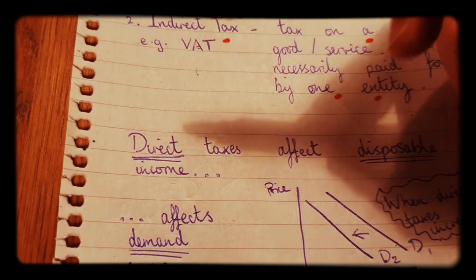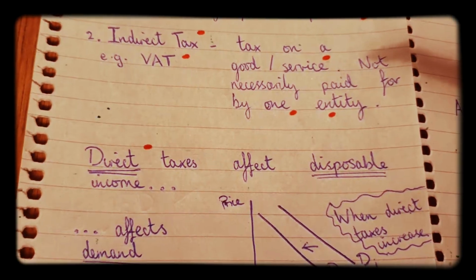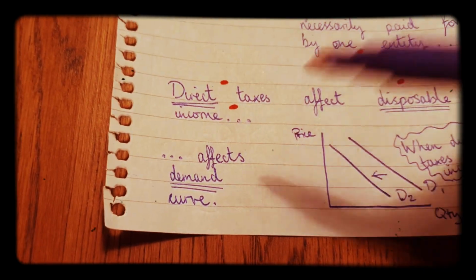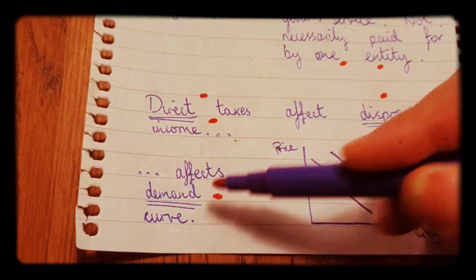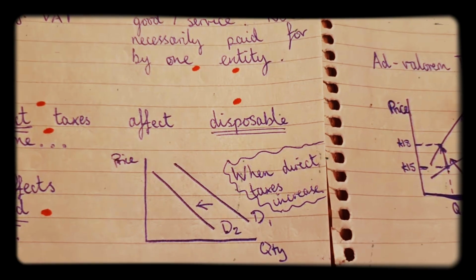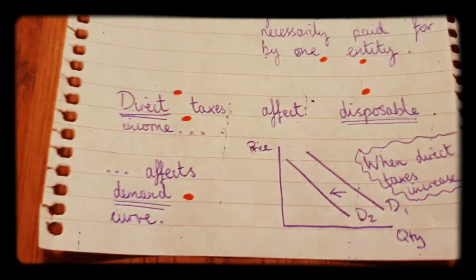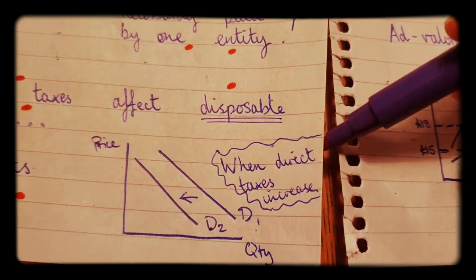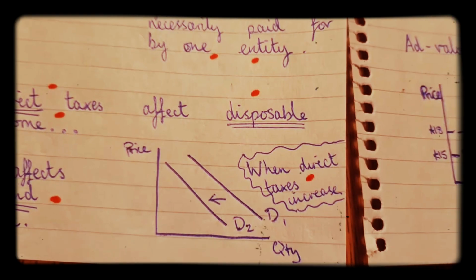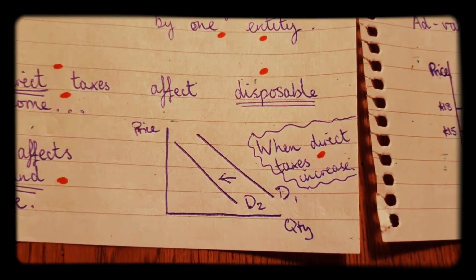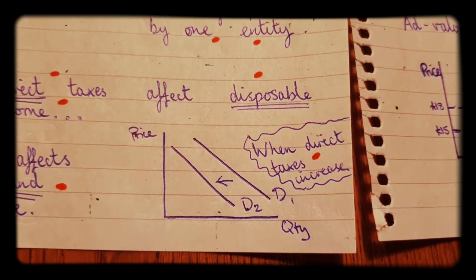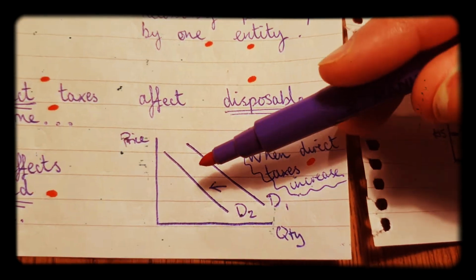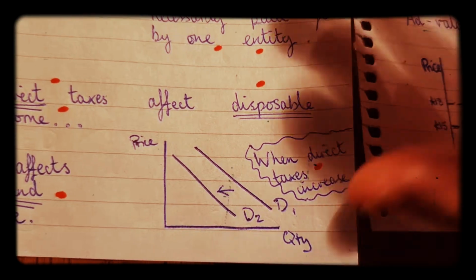Back to direct taxes: they affect disposable income. So direct taxes will affect the demand curve, as your level of disposable income is one of the factors of demand. If direct taxes were to increase, let's say income tax went up, it would mean disposable income would go down and consumers would have less money to spend on goods. So that would mean demand would shift to the left, like in this diagram.